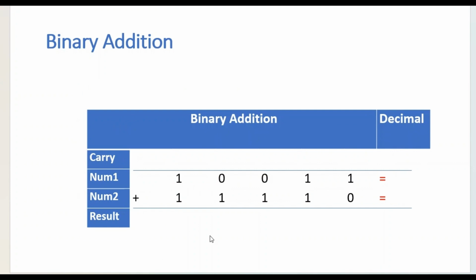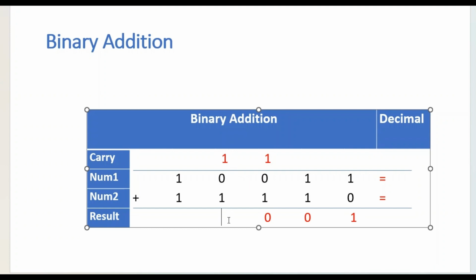Let's see another addition. 1 plus 0 is 1. 1 plus 1 is 0 and 1 carry here. Again 1 plus 1 is 0 and carry goes here. 1 plus 1 is 0 and carry goes here. Now it is 1 plus 1 plus 1 is 1, carry 1 and here 1. We will verify after getting their equivalent decimal.